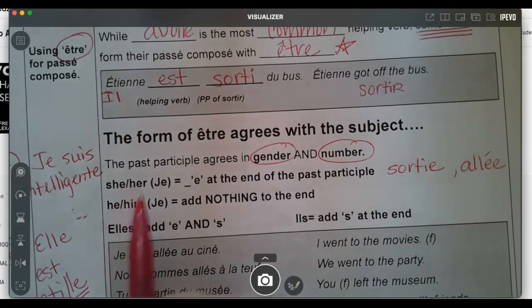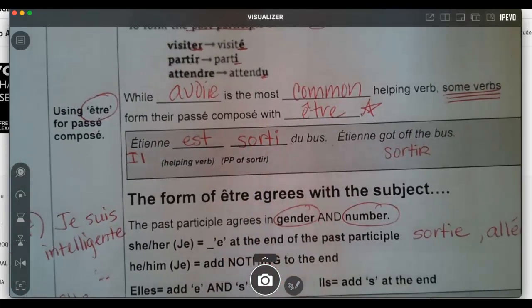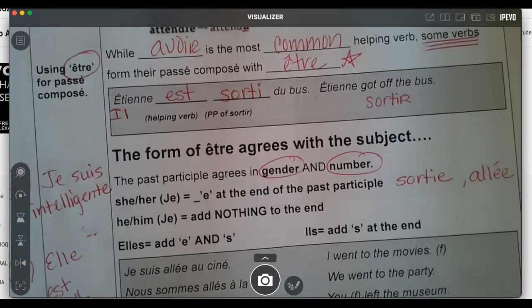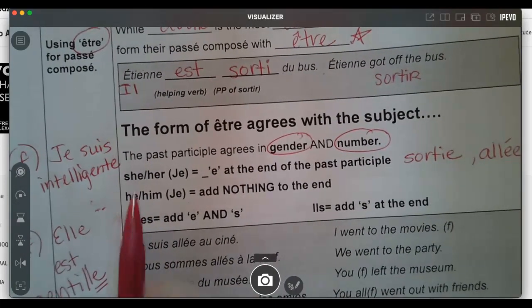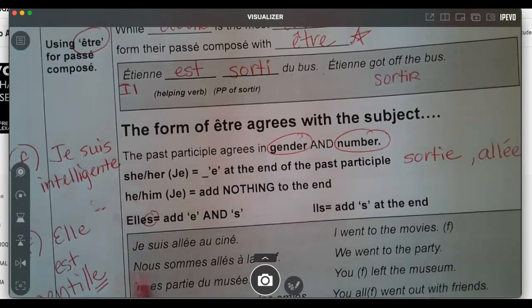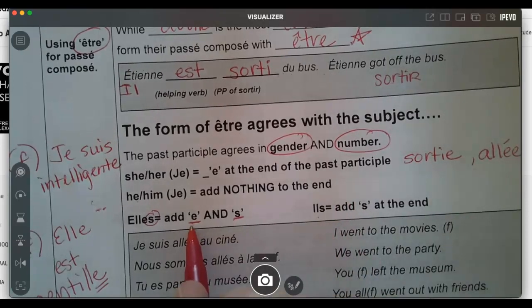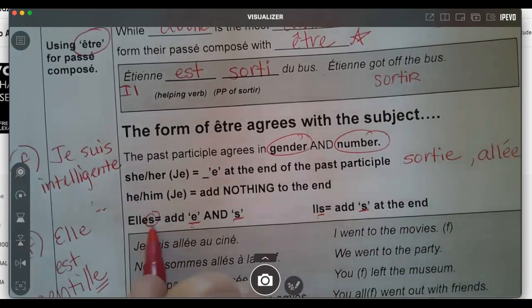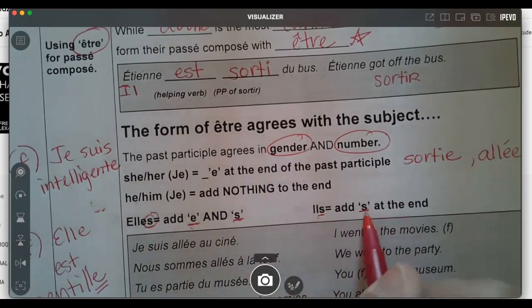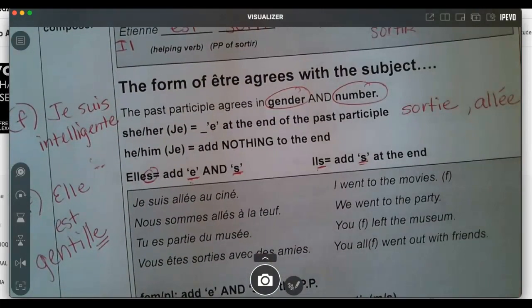Okay? He, him with je, we don't add anything. It just stays just like that. So it just has to agree with the gender and the subject, just like we learned with être. Elle for plural, if there are more than one girls, now we have to add an E and an S. For il, we don't have to add the E, but we do have to add the S. That's just something that we'll get used to. And then on any test or quiz, I'll make an indication or a little reminder for you, okay?